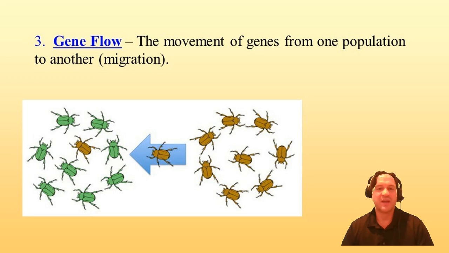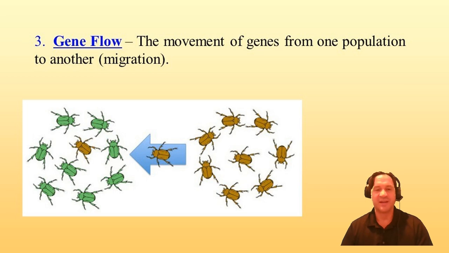All right, and the final source of natural genetic variation or diversity within populations is something called gene flow. And that is the movement of genes from one population to another. So, in other words, it is migration. It'll be one organism emigrating out of a population and immigrating into a separate population.